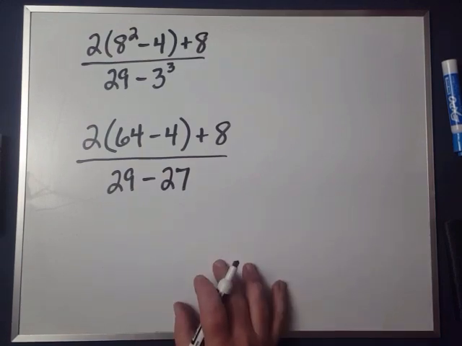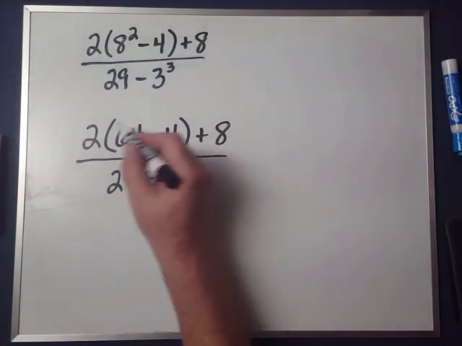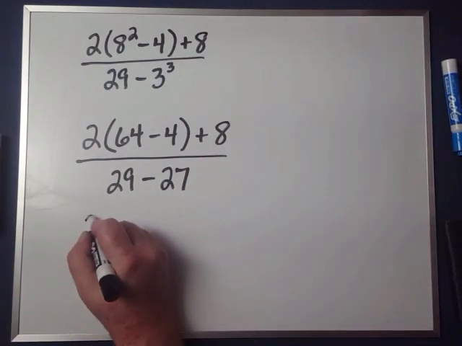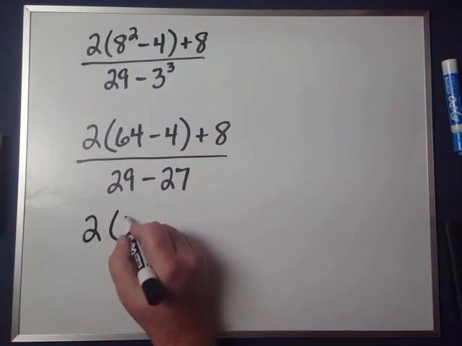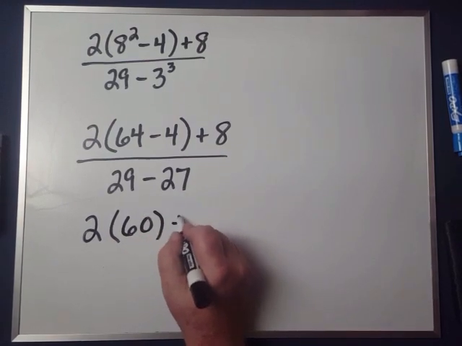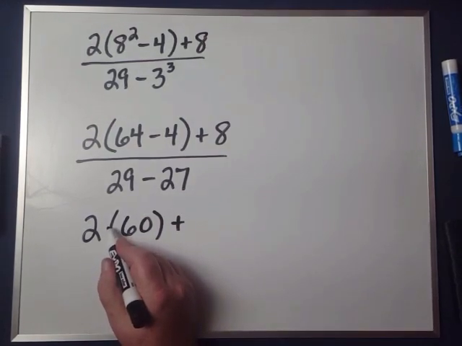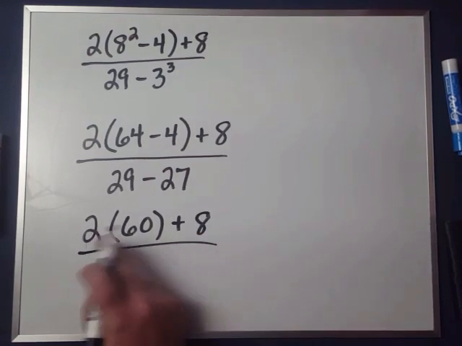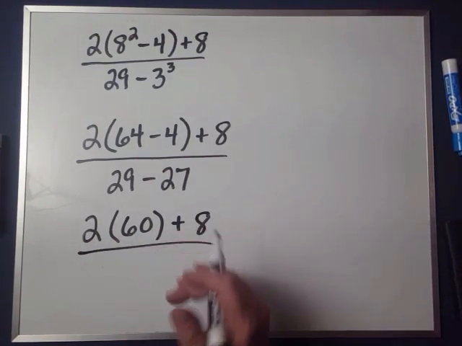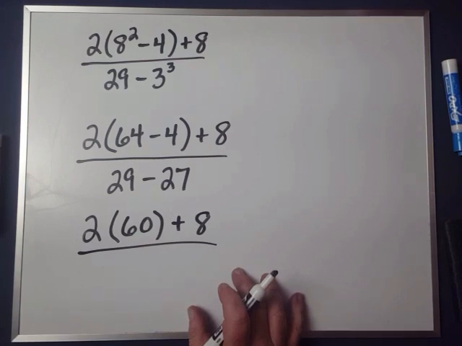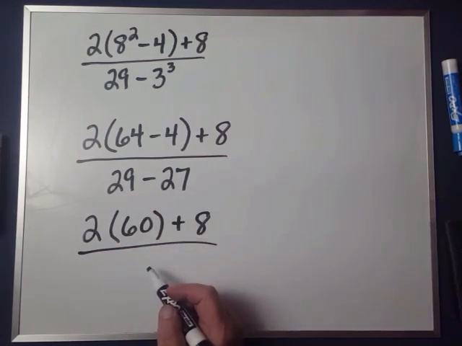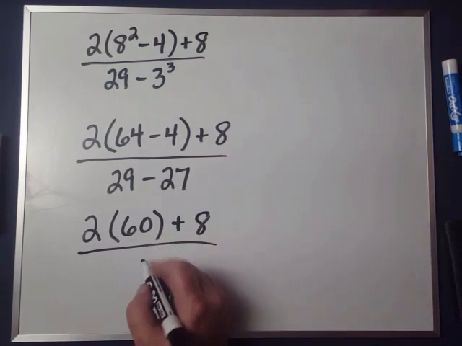Jump back to the top. In the top, we're still dealing with what's in the parentheses. So we will finish that off. 64 minus 4 is 60. Here again, if you want to write that as a dot for multiplication, because that's all these parentheses indicate now, is that I need to multiply. There's no more grouping symbol being used in the top at this point, right? Jump to the bottom. The only thing left to do in the bottom is subtract. 29 minus 7 is 2.